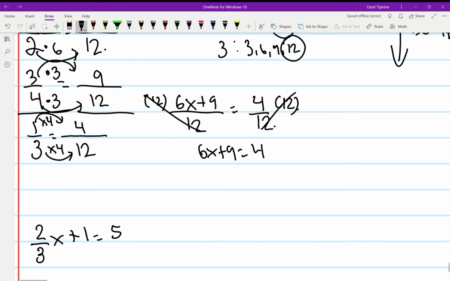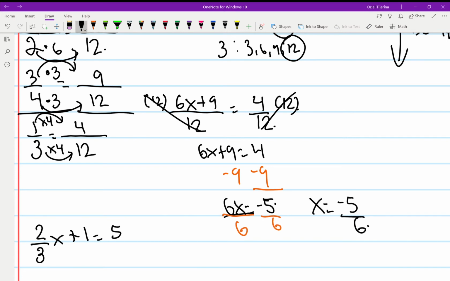We have 6x plus 9 equals 4, so then we go ahead and subtract 9 on each side. That's going to give us 6x equals negative 5, okay? So then we have to divide by 6 on each side, and that's going to give us x equals negative 5 over 6.